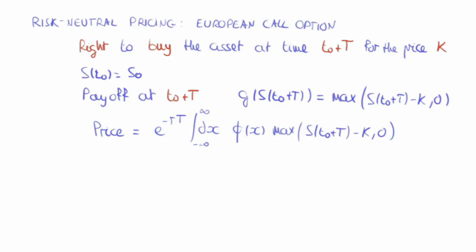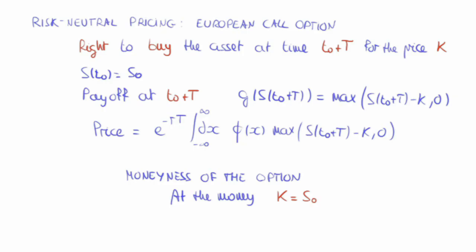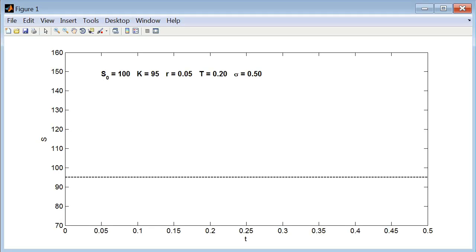European call options can be classified according to what is called the moneyness of the option. We say that the option is at the money when the strike price is equal to the initial price of the asset. We say that the option is in the money when the strike price is smaller than the initial price of the asset. Finally, we say that the option is out of the money when the strike price is larger than S0. Here are the payoffs of the European call option in different scenarios.